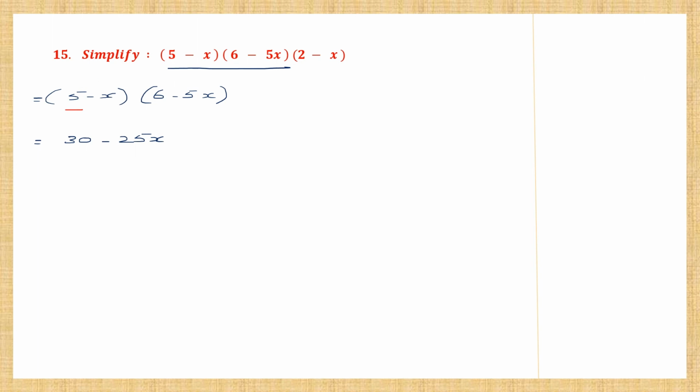Now we go to minus x. Minus x into 6 will be minus 6x. Now we multiply minus x into minus 5x. The sign will be minus into minus is plus. The number is 5. X into x is x to the power of 2. Now let's look out for like terms.